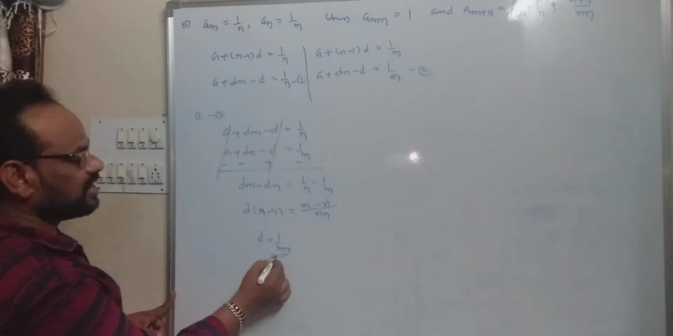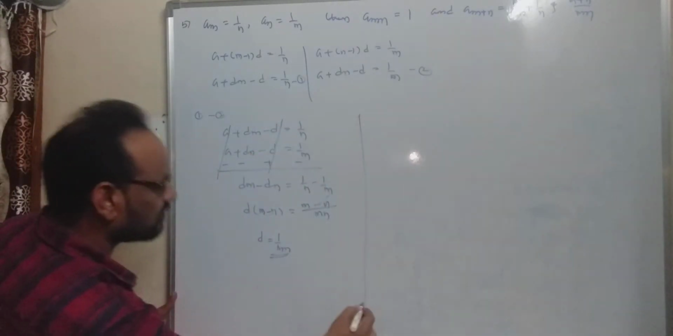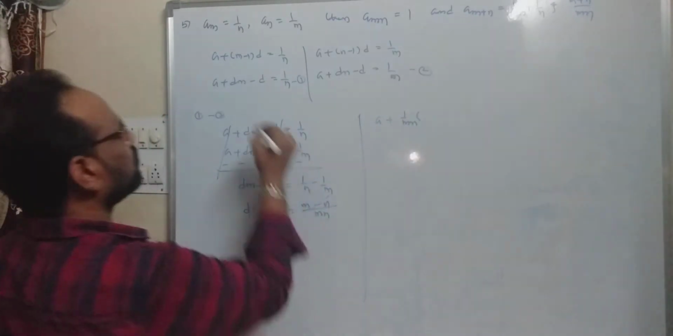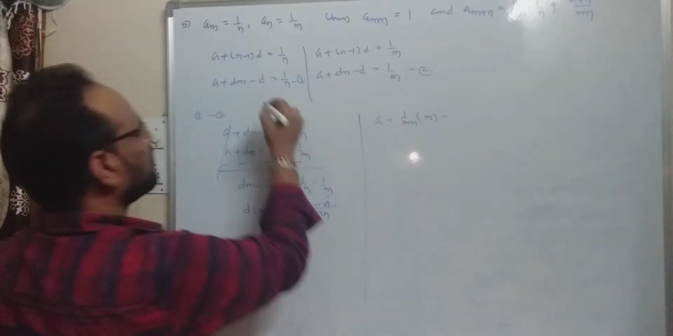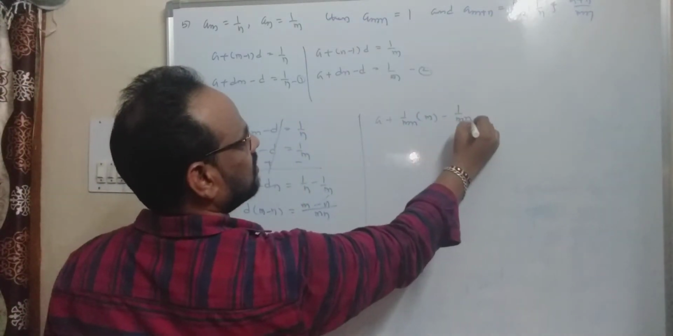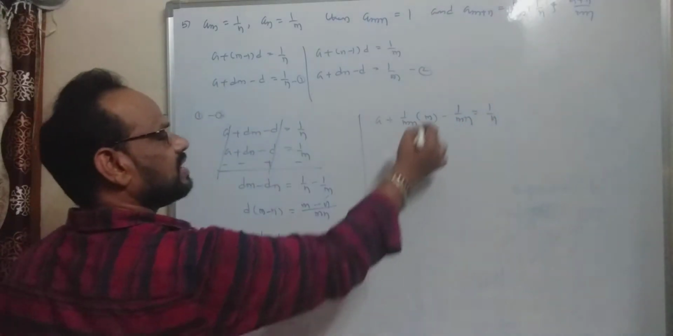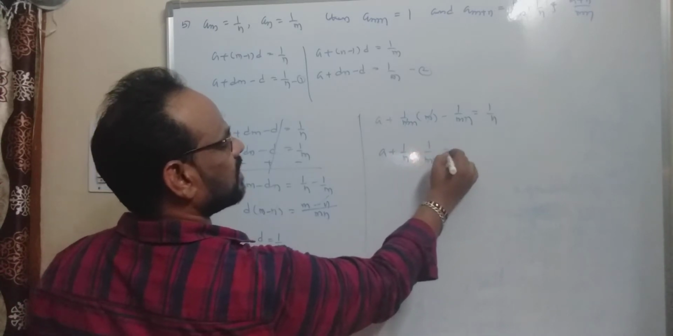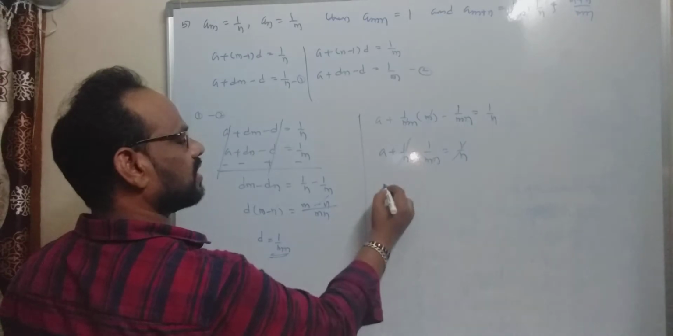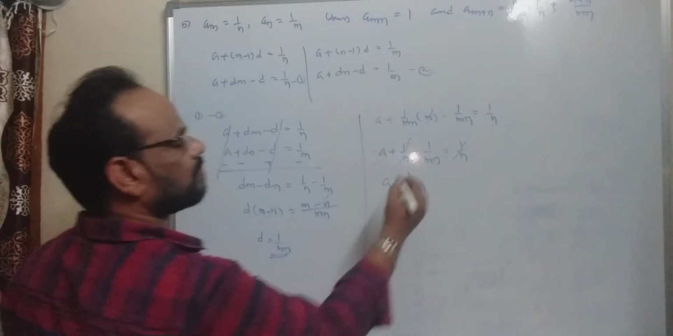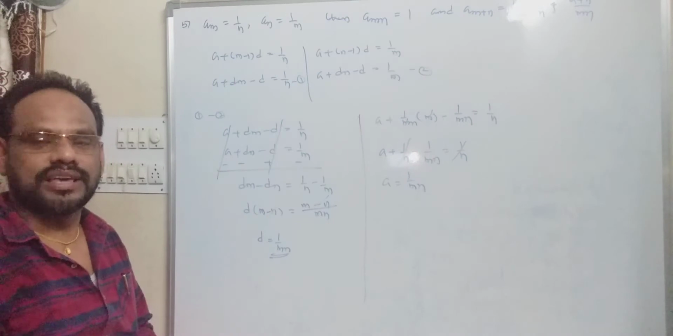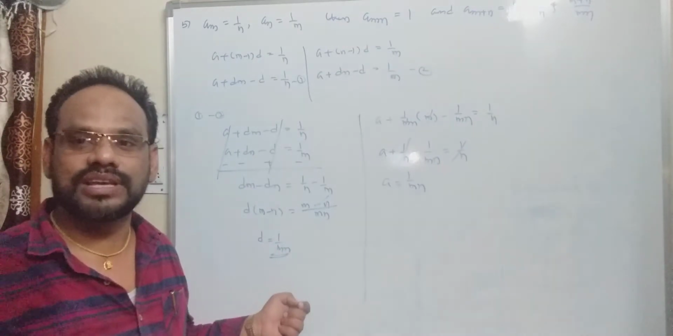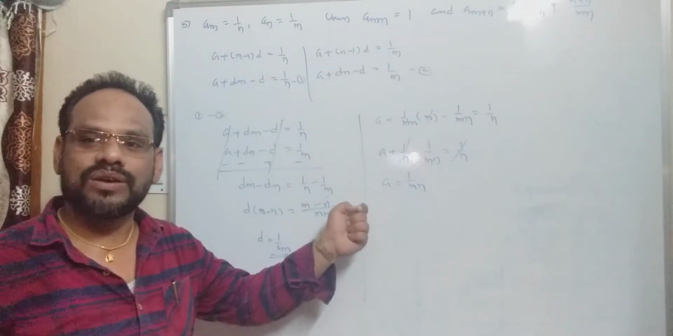If you substitute the d value in equation number 1, we get a plus d value 1 by mn into m, minus again d value 1 by mn, is equal to 1 by n. m gets cancelled. a plus 1 by n minus 1 by mn is equal to 1 by n. 1 by n gets cancelled. a is equal to 1 by mn. So d is also 1 by mn and a is also 1 by mn. That means the common difference and the first term are both always 1 by mn.